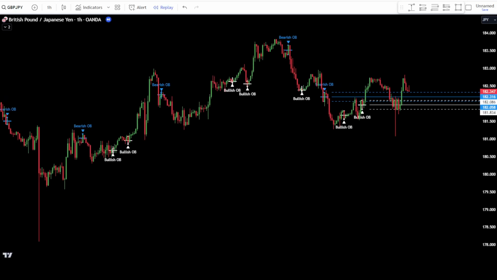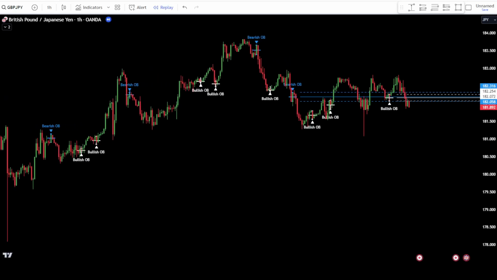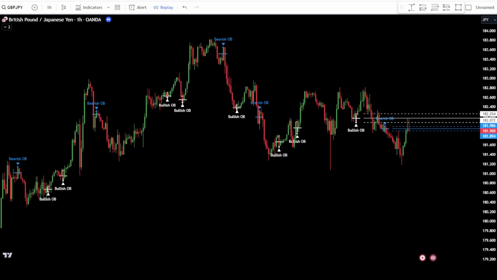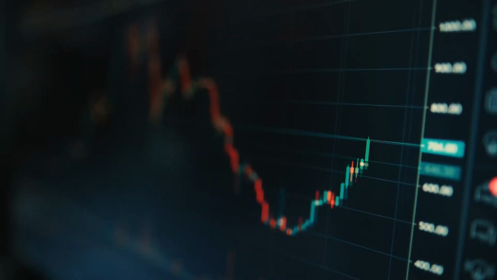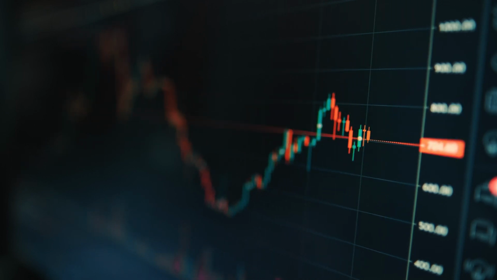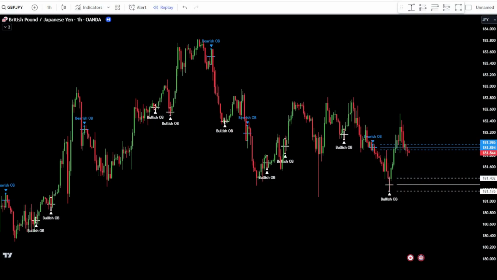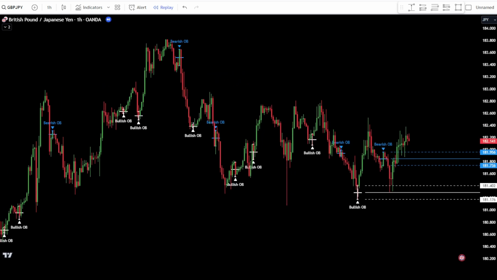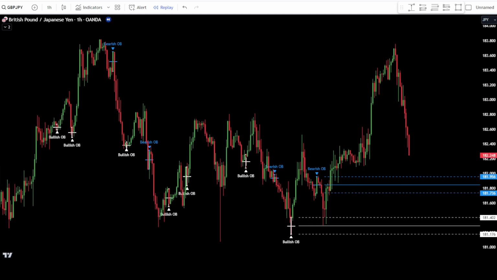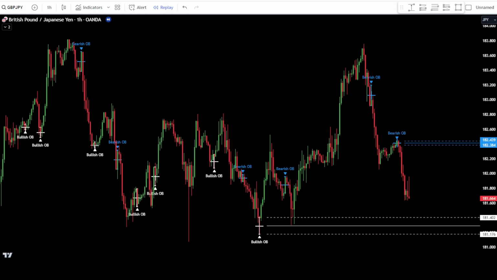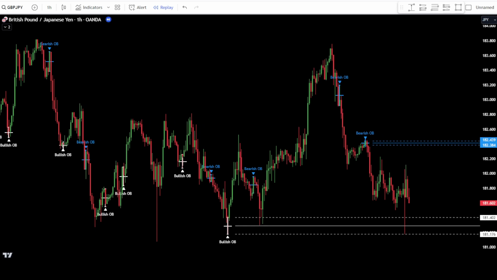In this video, we will discuss the order block finder and how to trade using the order block finder. The order block finder is a free indicator that is quite effective in identifying supply and demand areas using order blocks. The trading strategy based on the smart money concept itself is very effective and highly profitable.